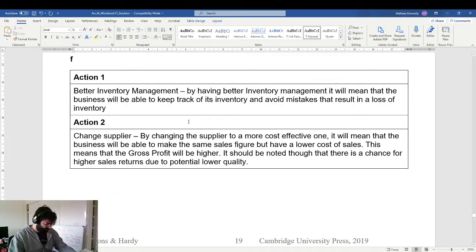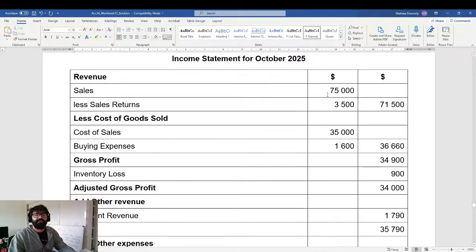F. Explain two actions Omnisport could take to improve its adjusted gross profit without changing sales revenue. So, this number needs to stay the same. How do we improve that 34,000 without changing the sales number? What can I do? What are the ideas here?